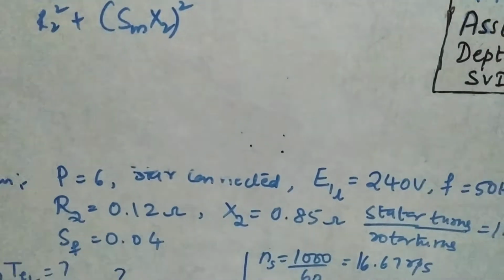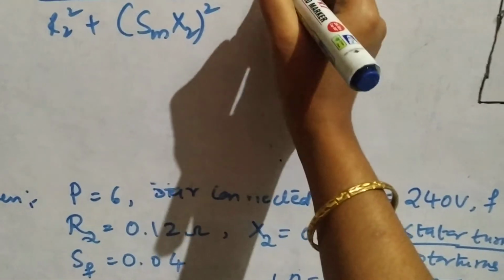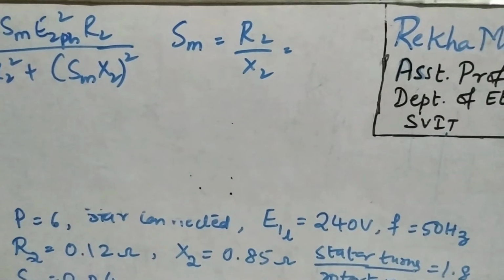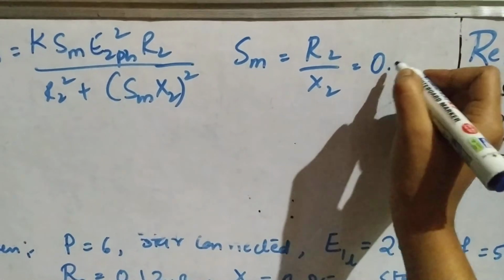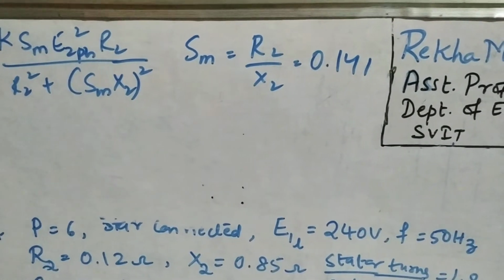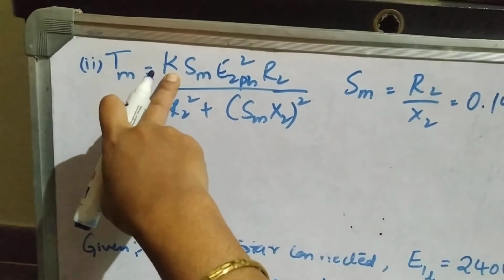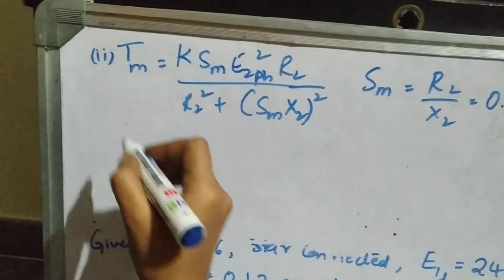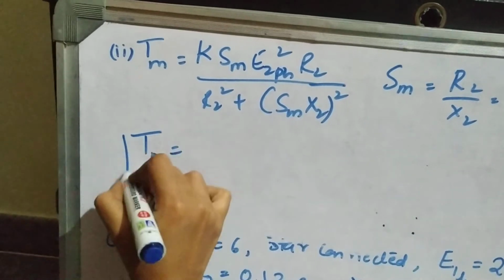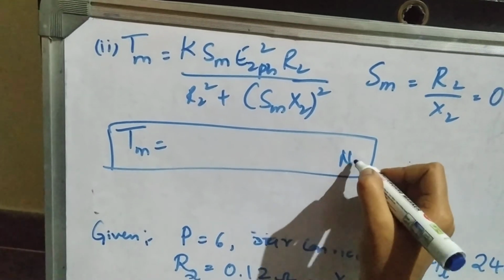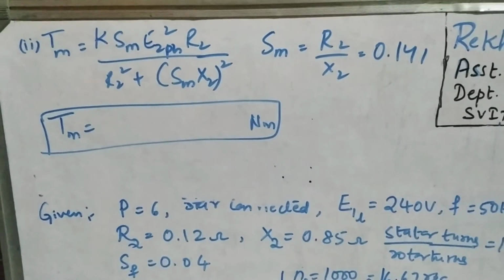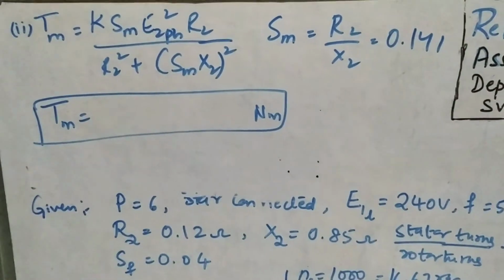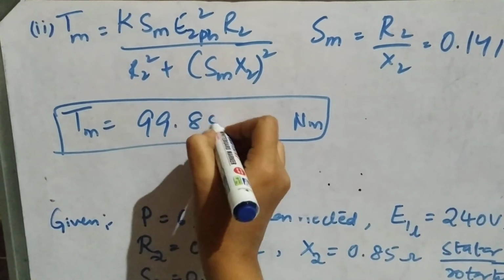So what is SM? SM is nothing but R2 by X2, which leads to 0.141. Now after substituting here, same thing, 3 divided by 2 pi Ns, and instead of SF you have to substitute SM as 0.141. So check whether, after substituting, you get the answer as 99.85 Newton meter.